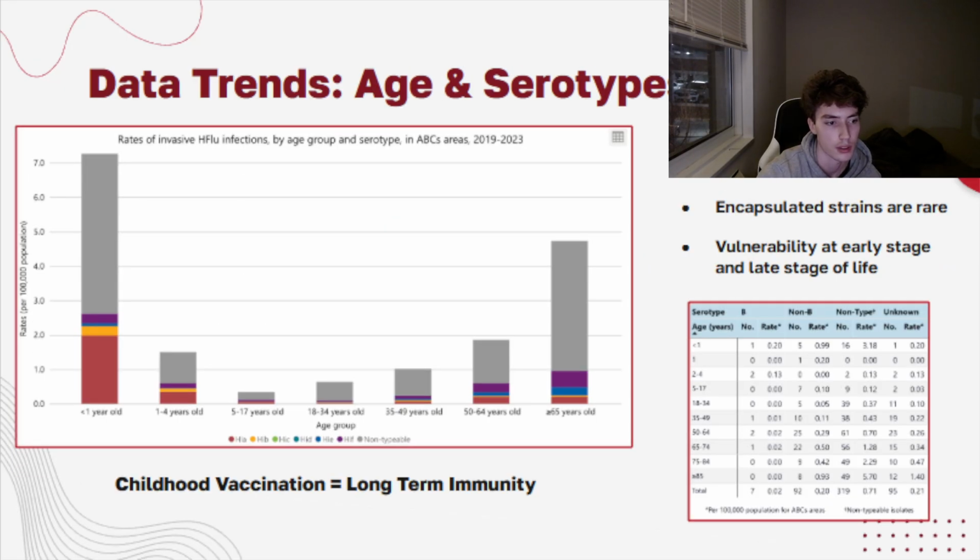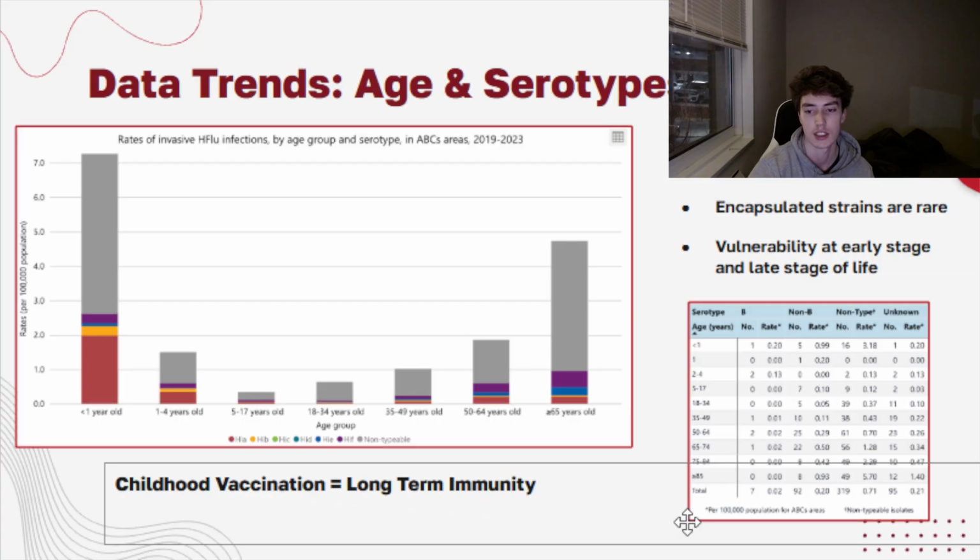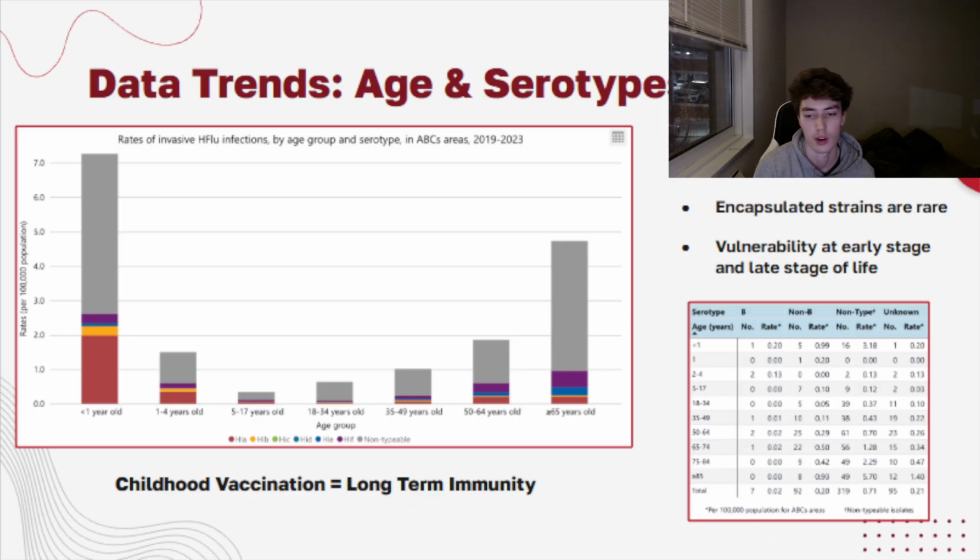All right, and then something else that I want to talk about here are the age and serotypes. Haemophilus influenzae demonstrates a U-shaped risk pattern. So we can see that there is vulnerability from your infancy, your early stages of life, all the way to your late stages of life, after 65 years old. We can again see that non-typable is a very dominant strain or disease factor for Haemophilus influenzae.